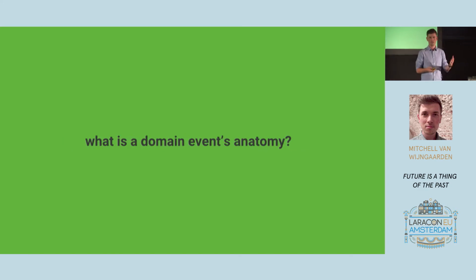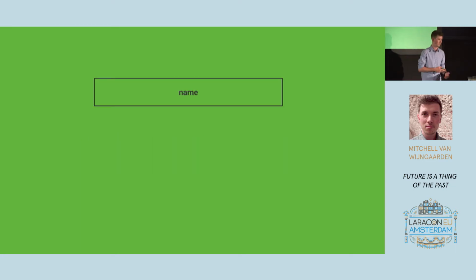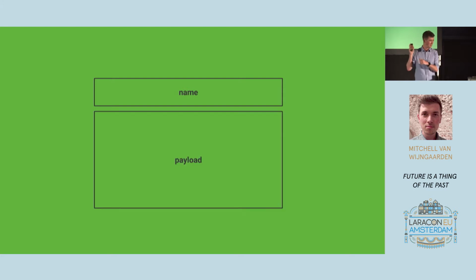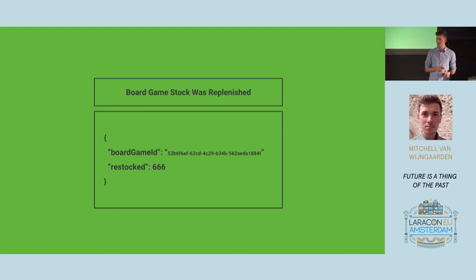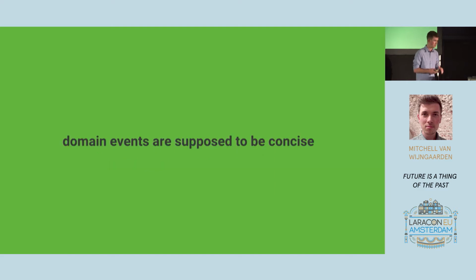So how does a domain event look then? Like what does it look like? Does it look like Quasimodo or whatever? No. What it has is a name and also a payload. And if you use our "board game stock was replenished" example, a simple event might look like this. So we have a name, and then we have a board game ID and the amount that was restocked, right? All very simple, all very concise. Which is extremely important, because if you have a domain event that is "board game was updated", for instance, that doesn't mean anything.